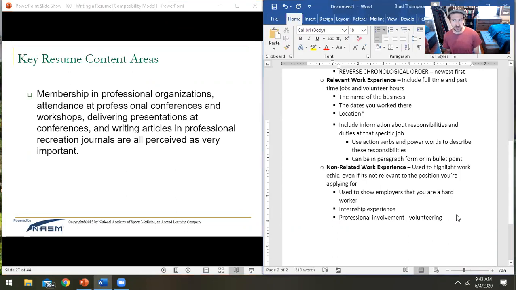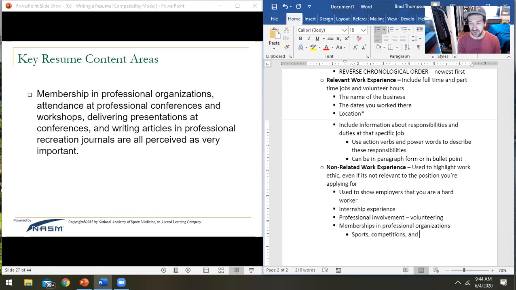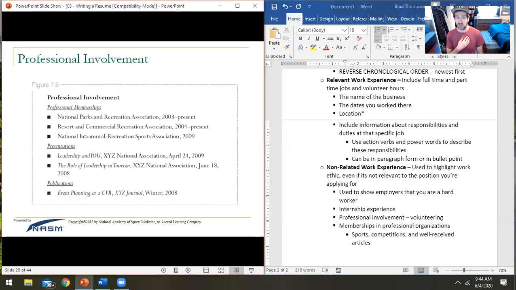And then this is kind of an interesting one, but you can also include memberships in professional organizations. So things like sports, right? Like being part of a team, competitions, and well received articles. So, if you wrote a column for Men's Health magazine once, that's relevant to our industry. It shows that you know what you're talking about. So you can include things like that.